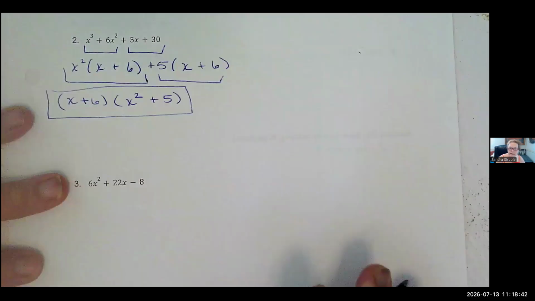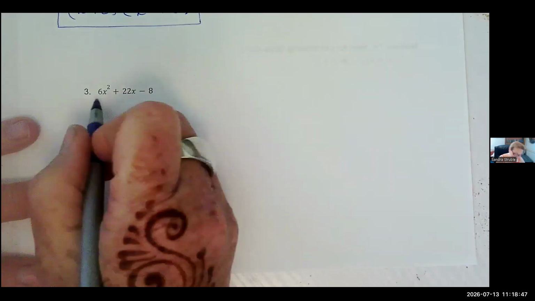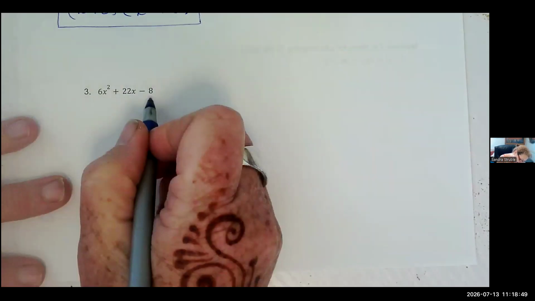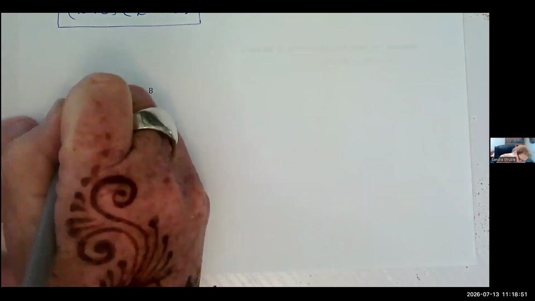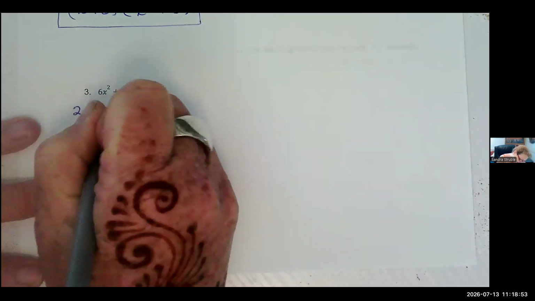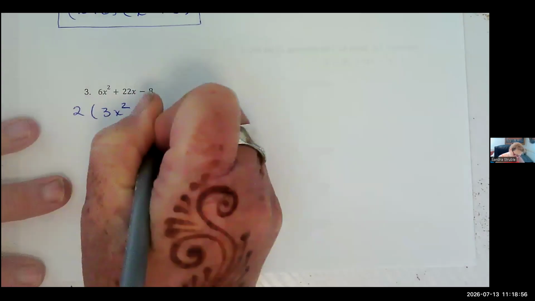The next one, I can see that they are all multiples of 2, and that looks like that's all I can factor out. Leaves me with 3x squared plus 11x minus 4.